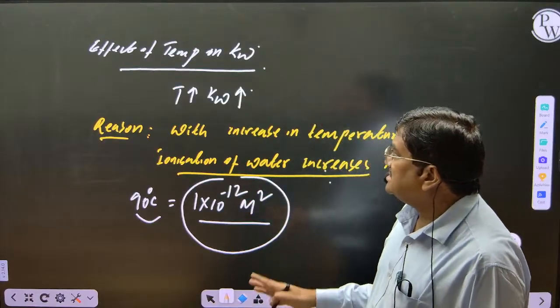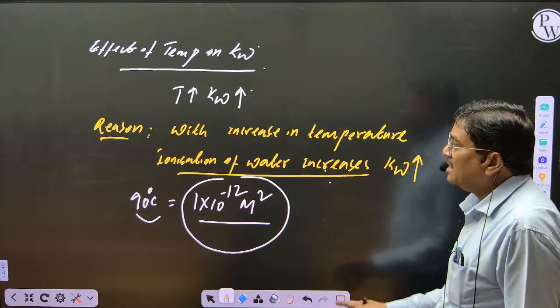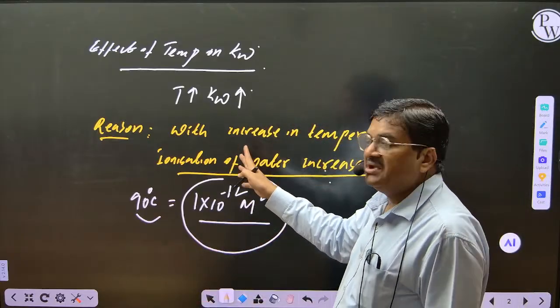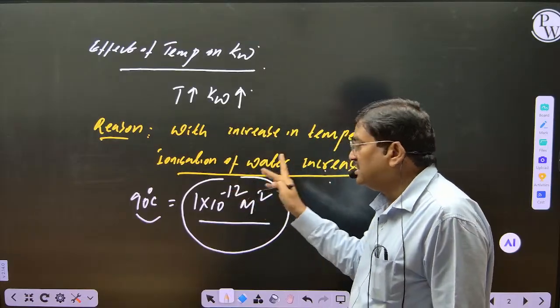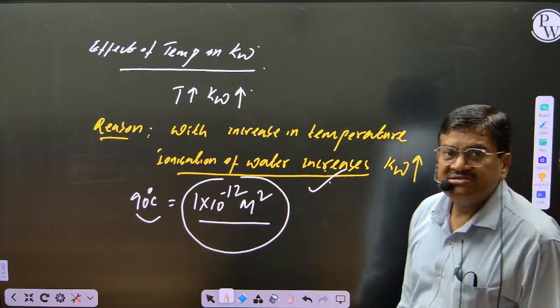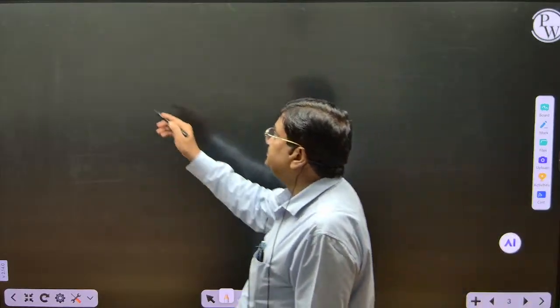Clear? That's all about KW. Now, what are the applications of KW? Copied, all of you, following everyone? Simple, no? So, what is the effect of temperature, if they ask? With increase in temperature, KW value increases. What is the reason for the increase, if they ask? Ionization of water increases. Understood, students? Right. Now, the next one, applications of KW.